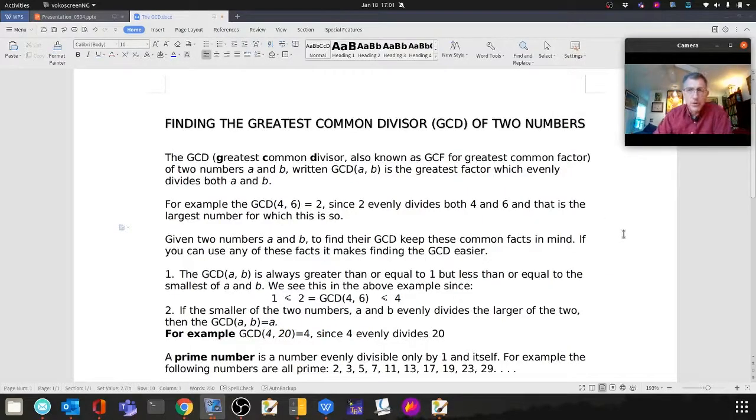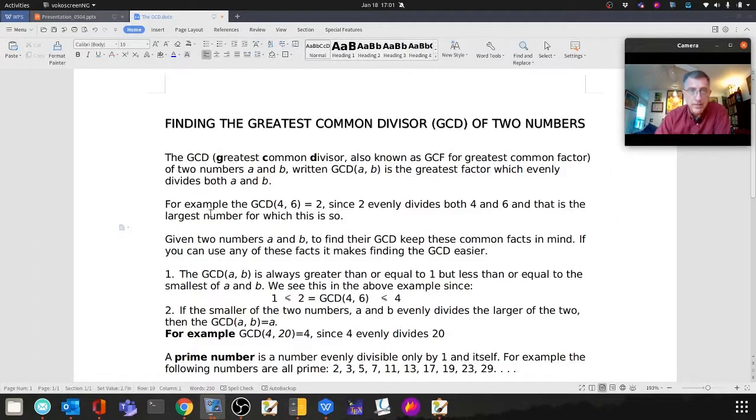Okay, in this video we're going to learn how to find the greatest common divisor, also known as the GCD, of two numbers. Actually, it's known by another name. As I say at the very beginning, the greatest common divisor: the G stands for greatest, C common, D divisor. It's also known as the GCF, for greatest common factor. They're identical. There is no difference between them.